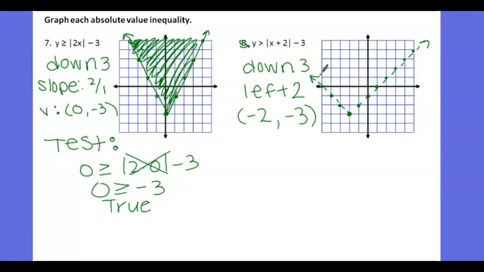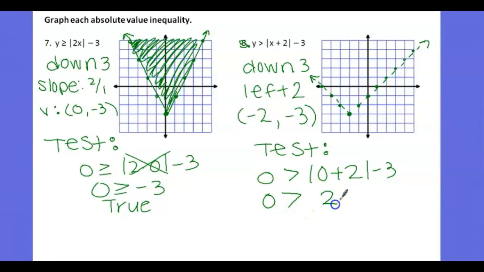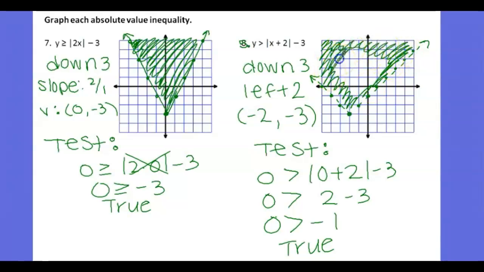My favorite test point is always 0, 0 because it is the easiest numbers to plug in. So once again, we are going to test point 0, 0. Since 0, 0 is inside the absolute value, if it turns out to be true, we would shade inside our absolute value. If it turns out to be false, then we shade outside. So in this case, 0 is greater than -1. Therefore, it is true. Therefore, we shade inside the absolute value.